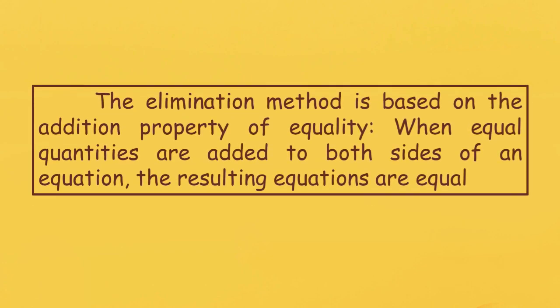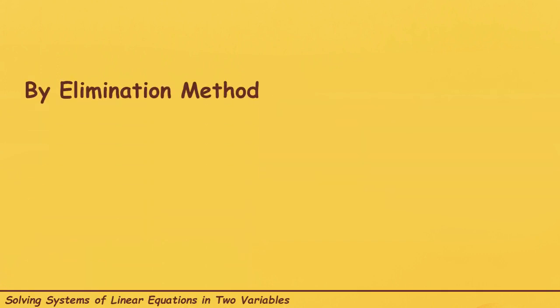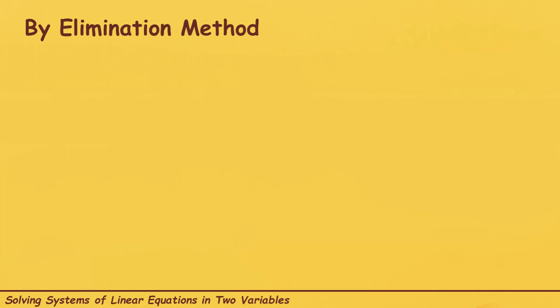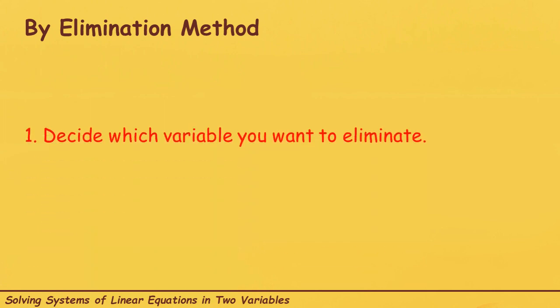The elimination method is based on the addition property of equality. When equal quantities are added to both sides of an equation, the resulting equations are equal. These are the steps on how we can solve systems of linear equations in two variables using the elimination method.